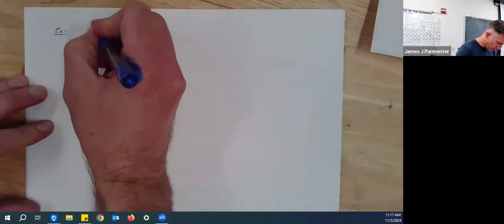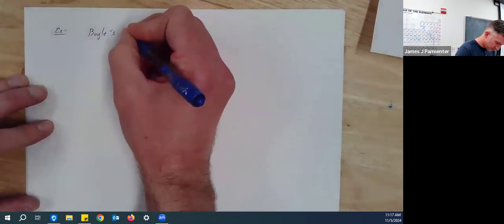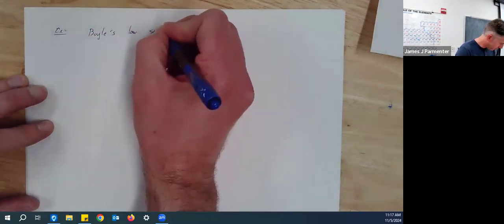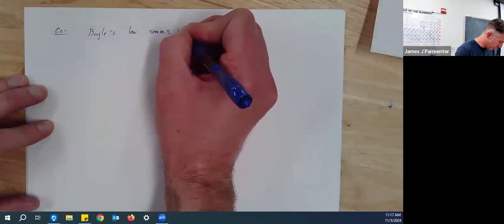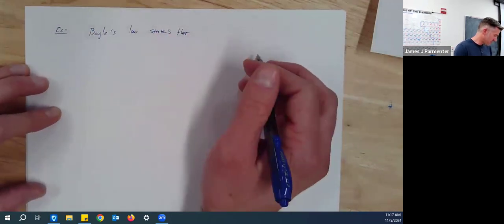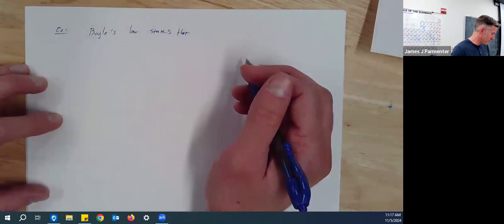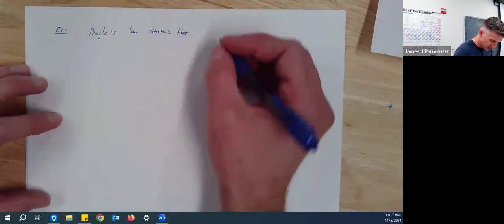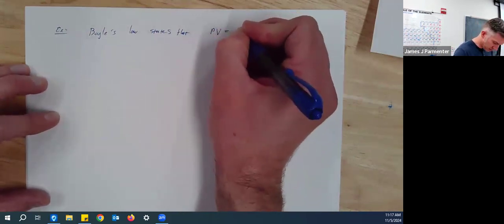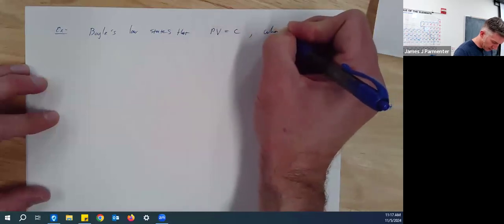So Boyle's law states that, I'm just going to read this. When a sample of gas is compressed at a constant temperature, the pressure and volume are related by the equation PV equal to C, where C is a constant.